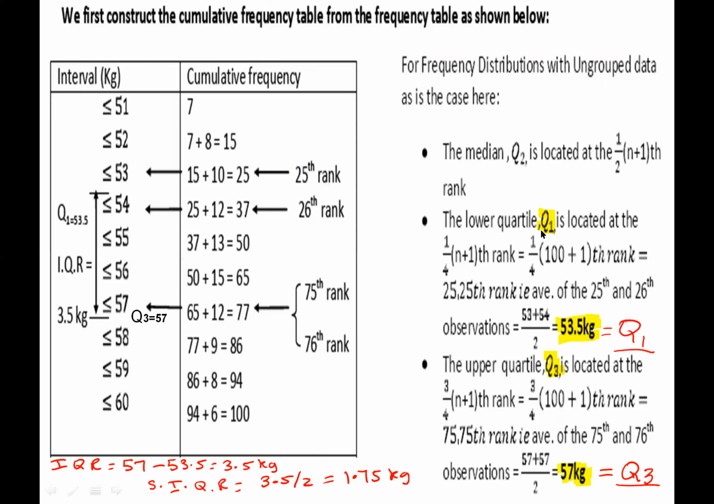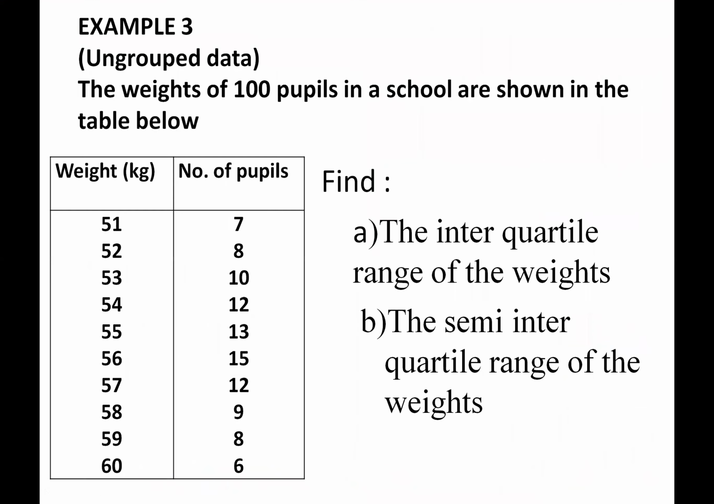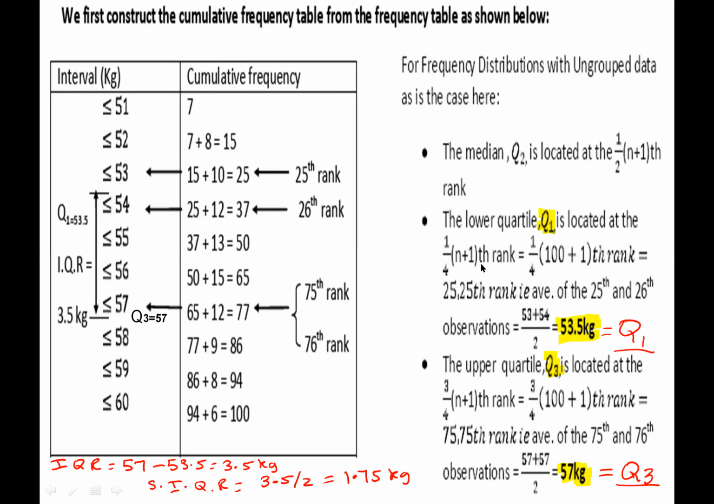So Q1 is the lower quartile, and that is located at a quarter times the n plus 1th rank, or position. Now, n in this distribution was 100. There were 100 bits of data here, right? There are 100 pupils. So we have to utilize this to find where Q1 would be.